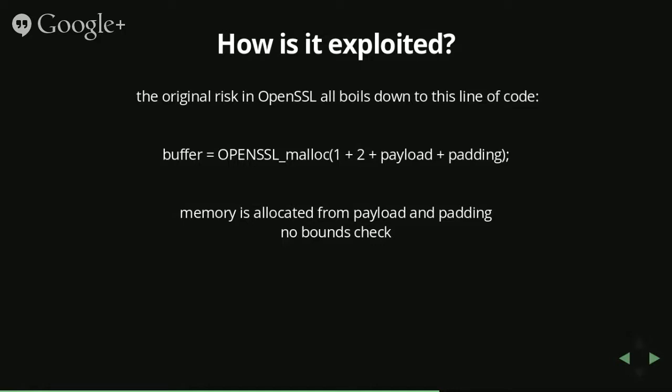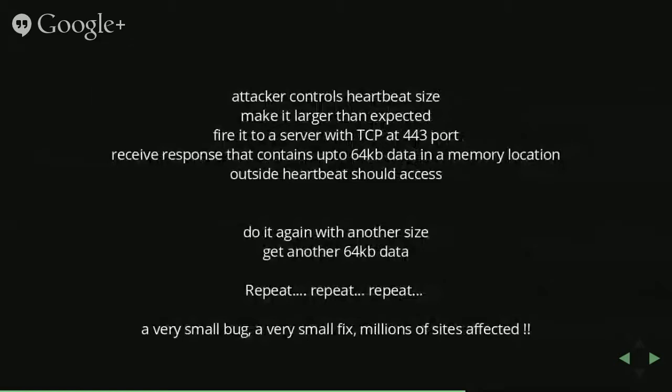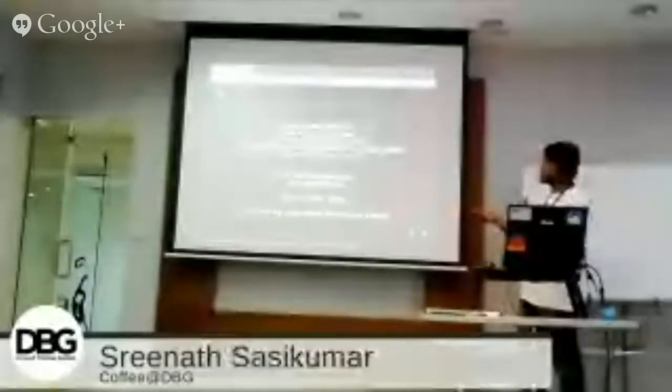Whatever is there, actually this should only go up to 16 bits, 2 bytes. But because there is no check, it treats the next area in the memory, which is not supposed to be read by this, as readable, because there was no bounds check. So what do you have to do to exploit this? You take a heartbeat size, make it larger than the expected value, that is larger than 16. 16 is the default which should be sent, and then send it to a server.